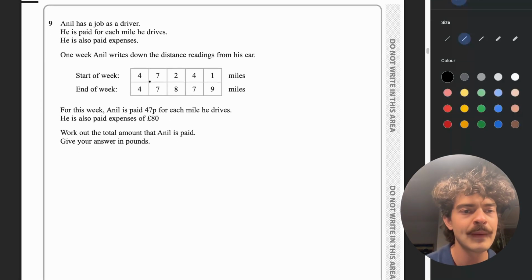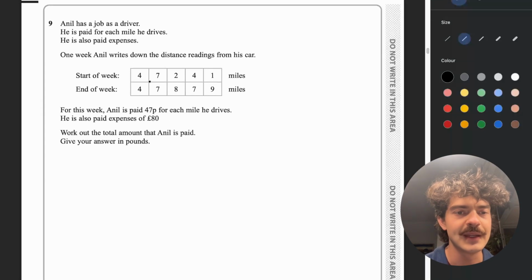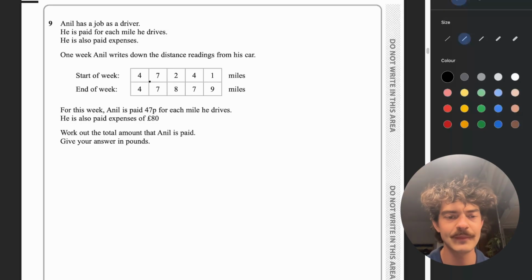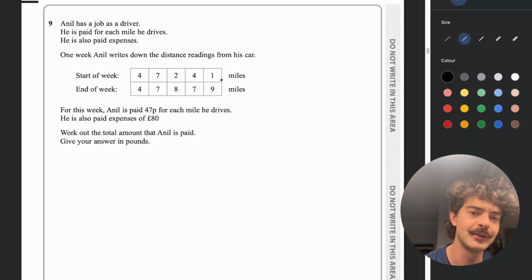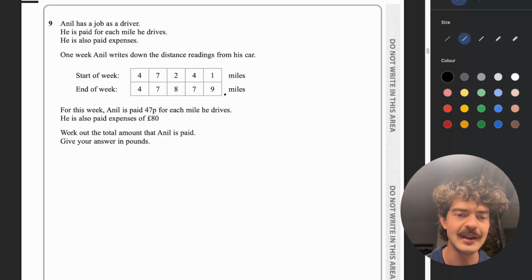Okay. So Anil has a job as a driver. He is paid for each mile he drives. He's also paid expenses. One week, Anil writes down the distance readings from his car. He starts with that many miles and then finishes with that many miles. For this week, Anil is paid 47p for each mile he drives. He's also paid £80. So we need to work out how far he's gone here and then multiply it by the 47p and then add the £80.